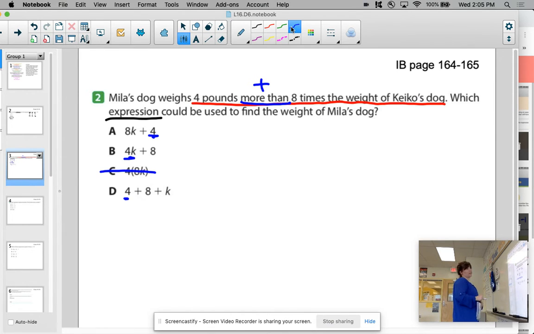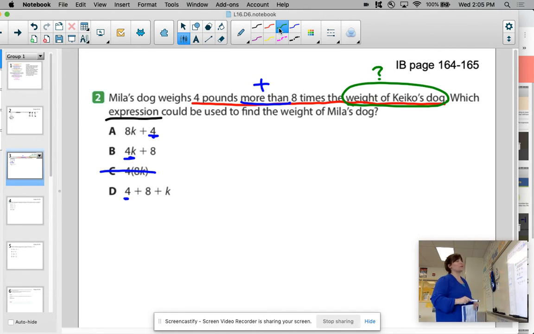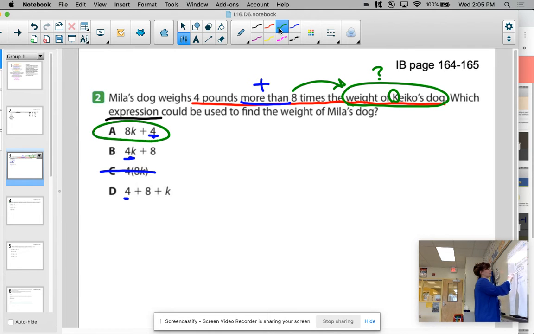And do I have 8 being connected to that unknown? So we have to make sure that we know what our unknown is. So know the unknown. The weight of Kiko's dog is what we are going to call that K, that variable, okay? And so we have this 8 times the weight being connected with our words and our keywords. So I know that it's going to need to be 8K and then adding that 4 more.